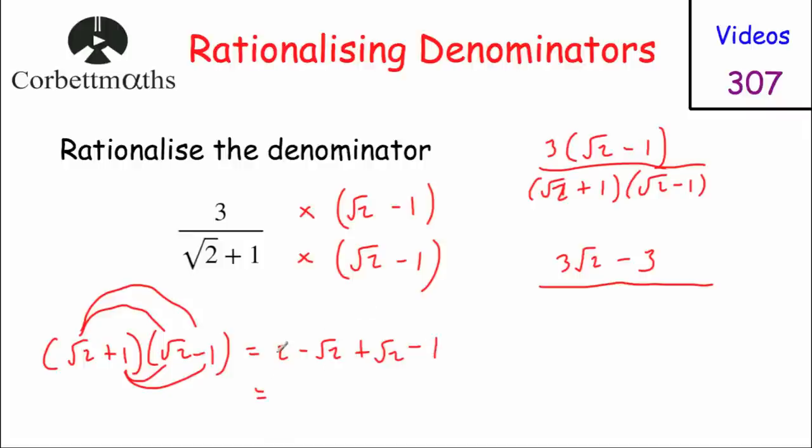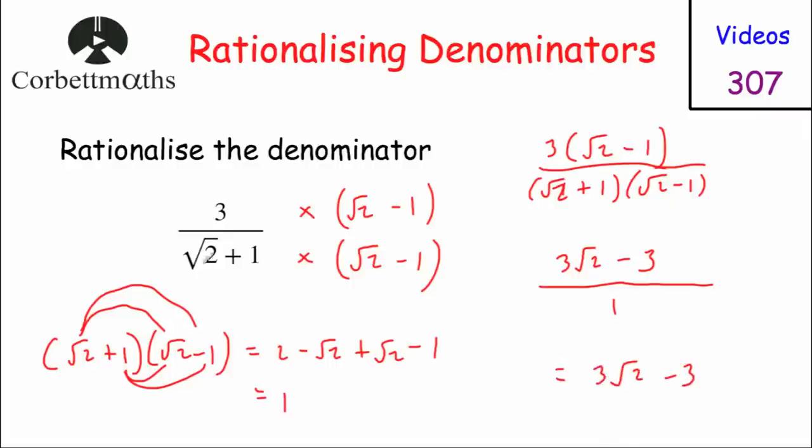And when we simplify that, we get 2 minus 1 is 1. Then we've got minus root 2 plus root 2, well, that's 0. So the answer would just be 1. So on our denominator, we would have 1, and that is rationalized, 1's rational. And then finally, because we can divide both of these by 1, our answer would just be 3 root 2 minus 3, and that's it.